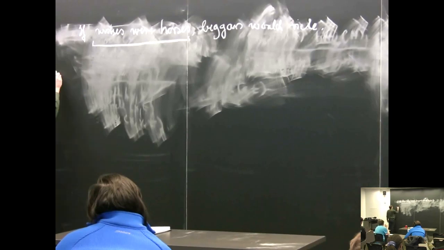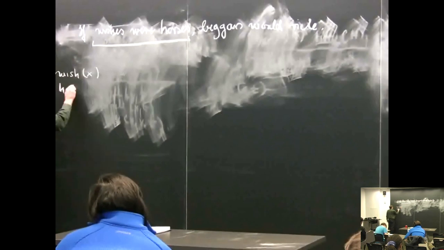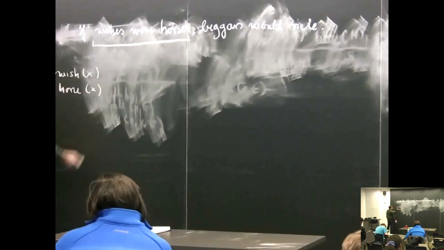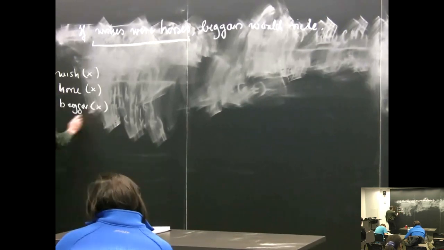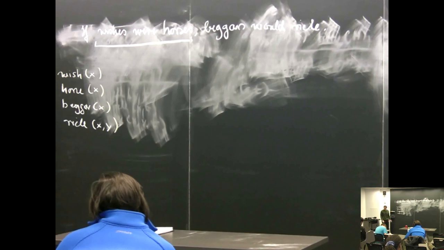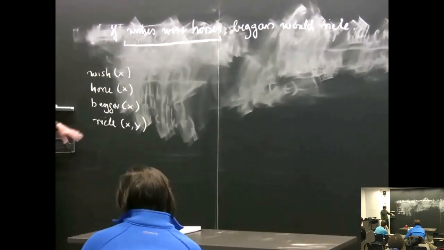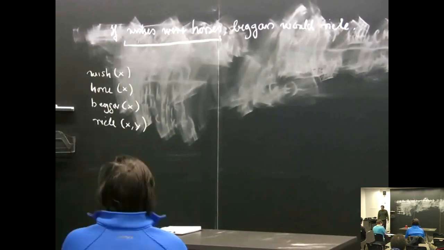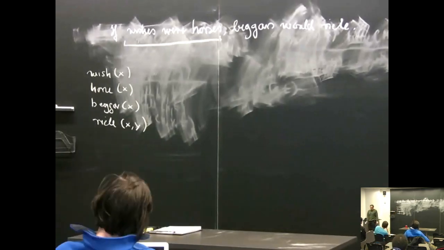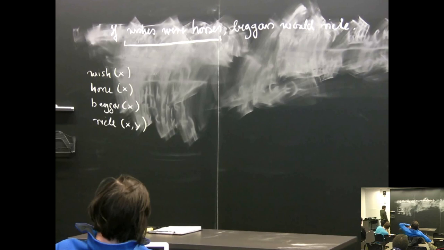We can say X is a wish, X is a horse, X is a beggar, and rides: X rides Y. So these are the predicates, the propositions I want to use to represent that. And we'll have to see which things are supposed to be persistent and which things are ephemeral when we actually do the representation.